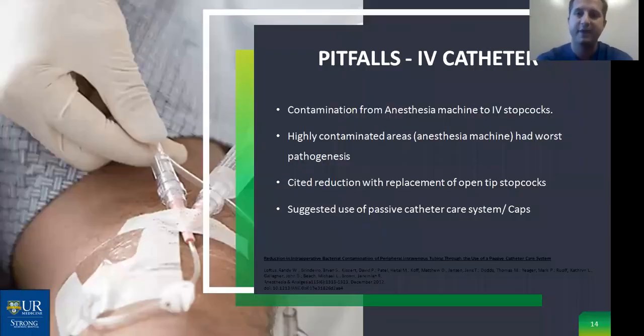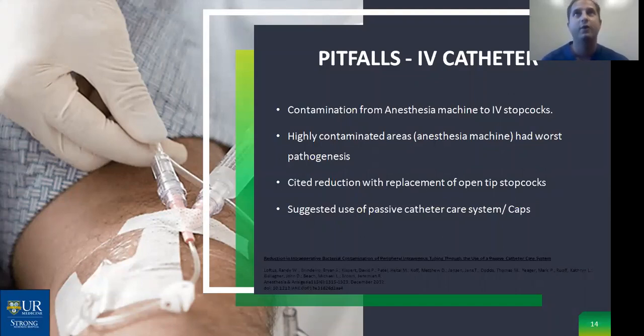The IV catheter. So they further went looking. This was Loftus back at the University of Iowa. They looked at contamination from the anesthesia machine to the IV stopcocks, because as we know, we're back and forth quite often. What they found was that the highly contaminated areas, the anesthesia machine or the little shelf that we have, had the worst pathogens, meaning that's where we had all of our VREs, all of our MRSA.